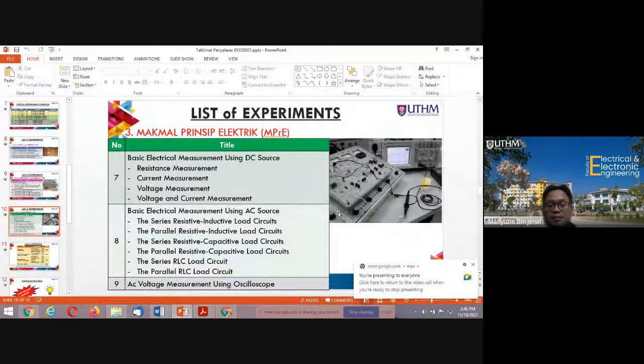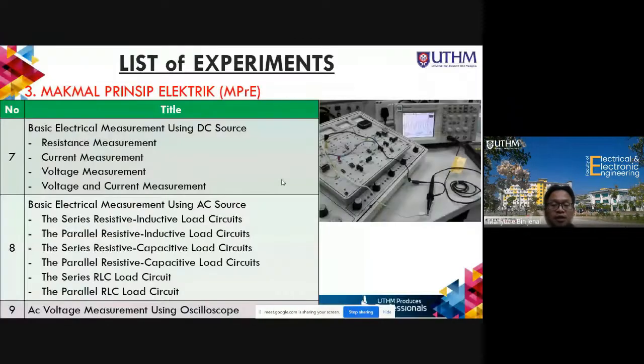Okay, and then number 7 and number 8, I think this is somehow similar to what I have explained. So we have the DC source as well as AC source. Okay, so we have resistor measurement, current measurement, voltage measurement, voltage and current measurement. So these are very straightforward experiments. Again, using DC source, because when you play around with DC source, everything is very straightforward. Okay, but once you come to AC source, this is where the challenge comes in.